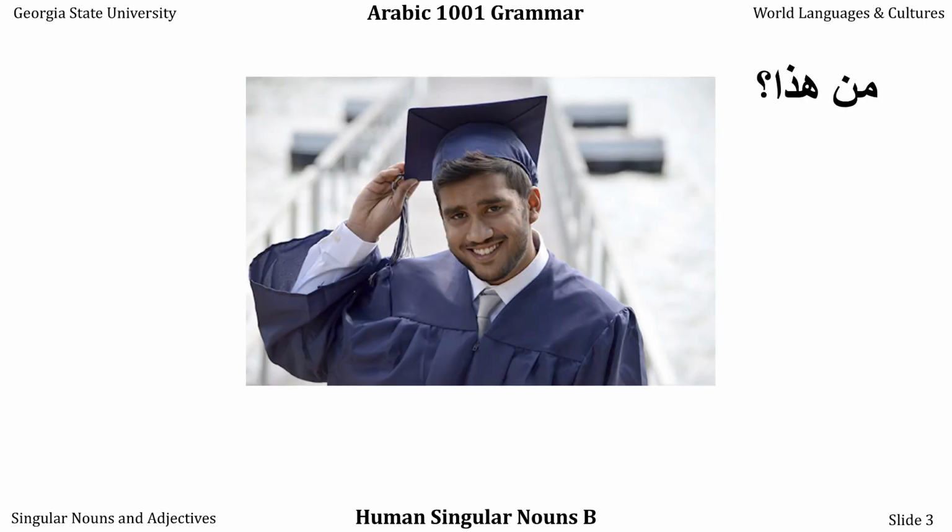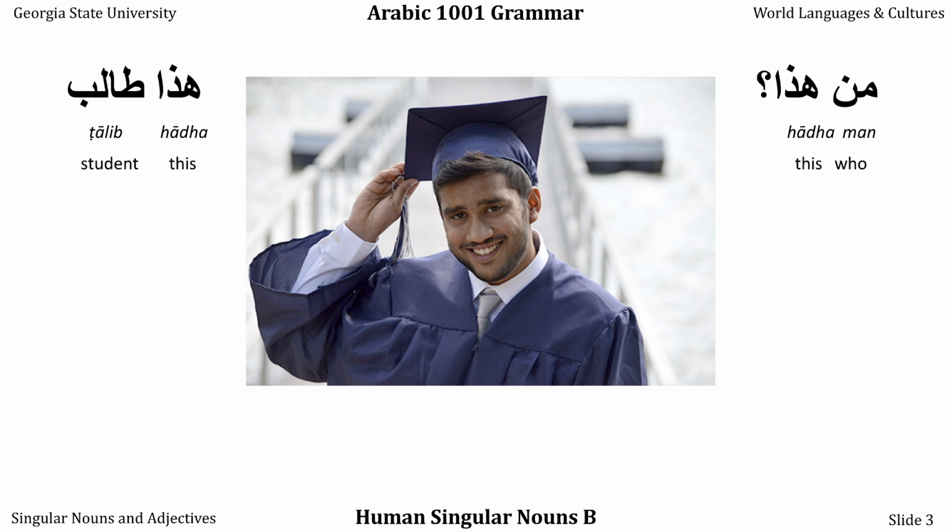In the previous video, we learned the question, men hadha, who's this? And the answer here is hadha talib. This is a student. We're really just saying this student and inferring the "is a" because Arabic doesn't have a word for either one. So this means this is a student.